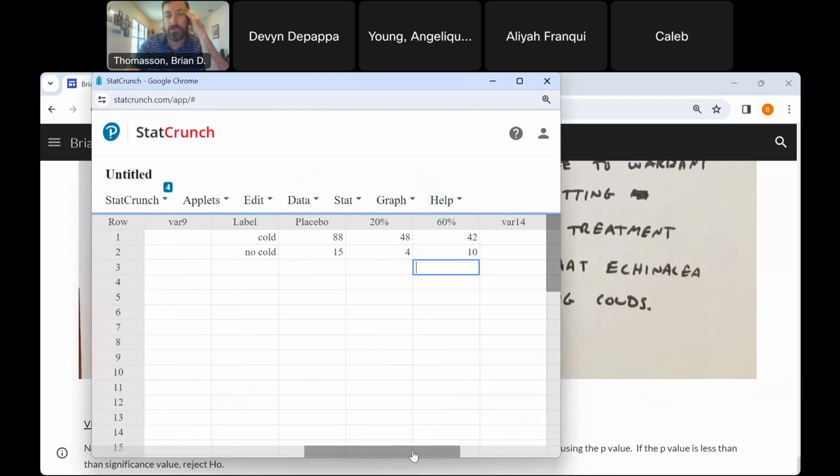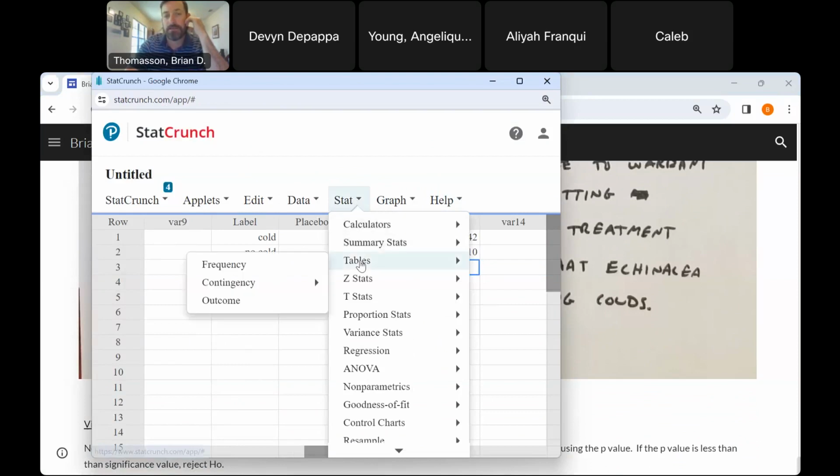So I have that table in there, the observed values. So I have the label of cold, no cold, placebo, 20 and 60%. We go under Stat, Tables, and Contingency, and then With Summary. Okay, so Stat, Tables, Contingency, With Summary. So it's a contingency table. They just have it under two things.